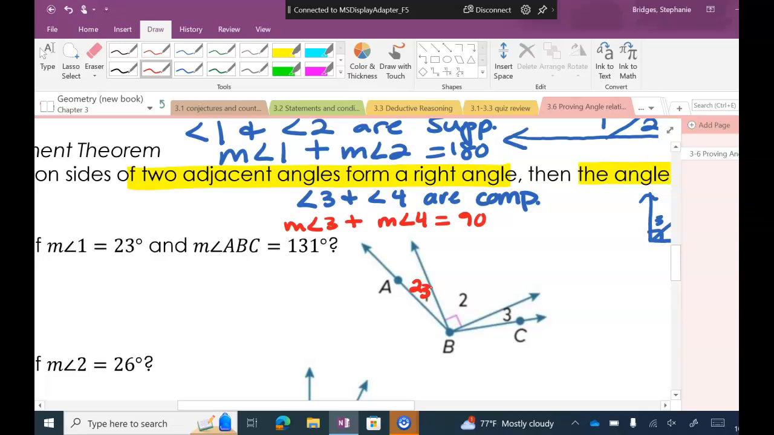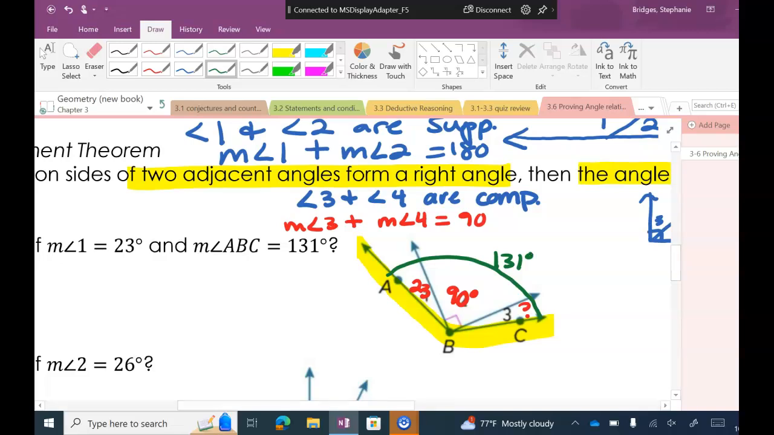What do we know about angle 2 before I even keep going? How do you know it's 90? Because the little box, yeah. So angle 2 is going to be 90 degrees. What we're trying to find is what angle 3 is, right? What else does it tell me? It tells me the measure of angle ABC. Is that the whole angle? How much is that? 131. So from here all the way over here is 131 degrees.